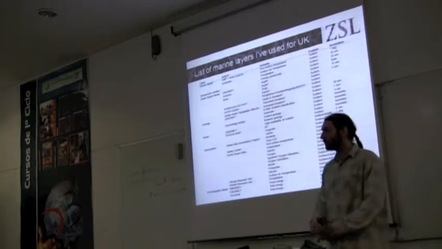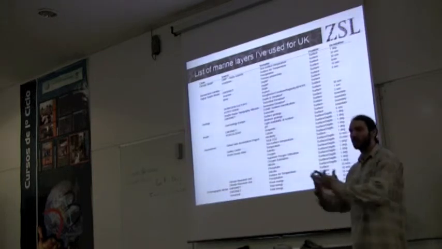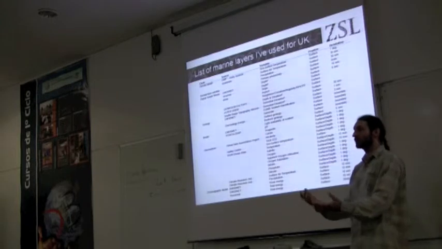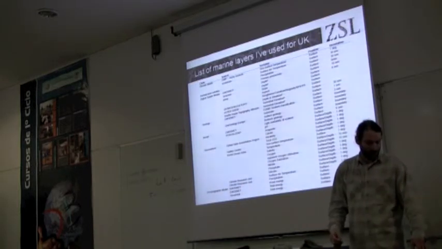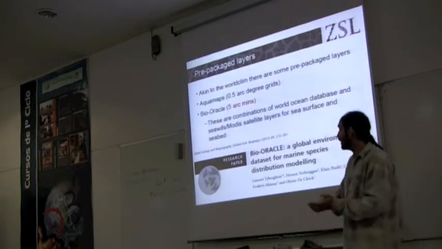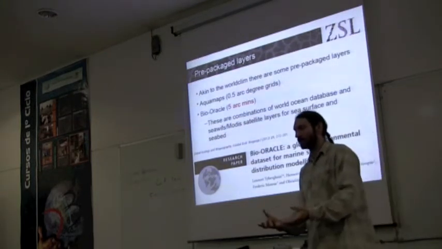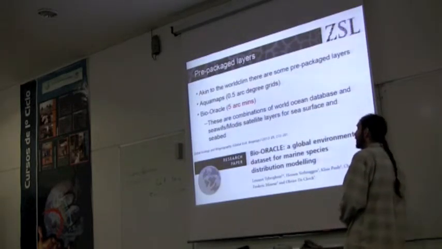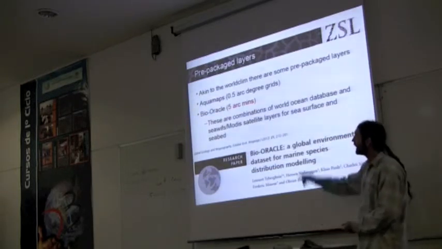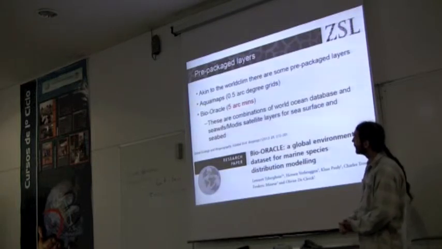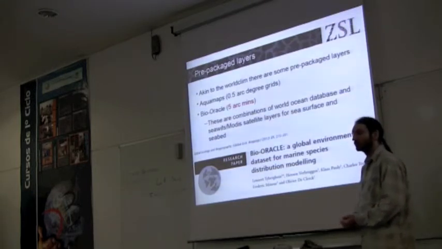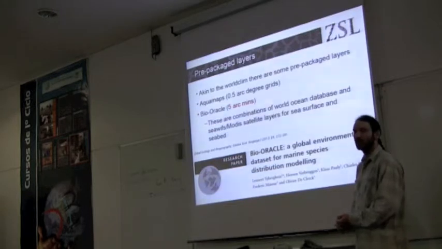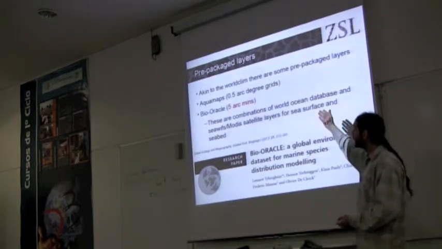Perhaps the difference between the marine and the terrestrial is that for the terrestrial there are a lot of pre-packaged data sets that you can just download and start using, and that's great. For the marine data, you've got to do a little bit more hard work to get your layers. That said, there are a couple of pre-packaged data sets, the equivalent of WorldClim, available for the marine environment. So AquaMaps is quite old now. It's one of the first big species distribution model projects that tries to model the distribution of thousands of marine organisms relatively closely.